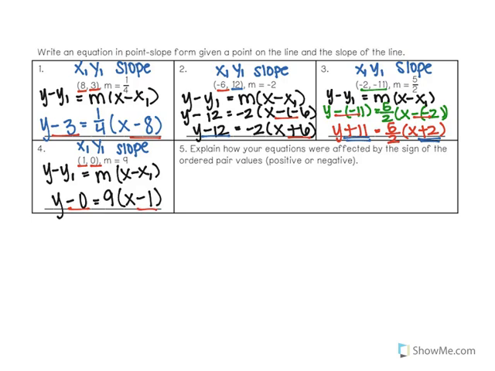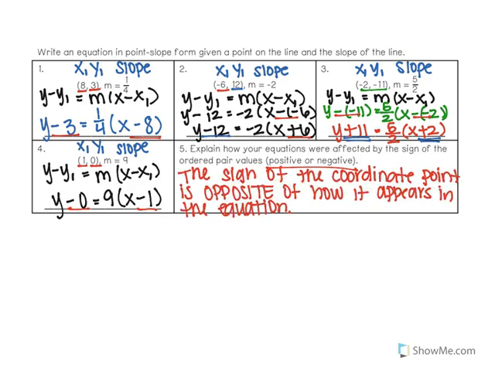So what do you notice in the equations that were affected by the sign of the ordered pair values, positives and negatives? We can say that we notice that the signs of the coordinate point is opposite of how it appears in the equation. So something that I always point out is always pay attention to the sign to the left. So that means that when you are looking at the formula, then you can actually pull those numbers out, paying attention to the sign to the left, and then you know that it's going to be opposite.